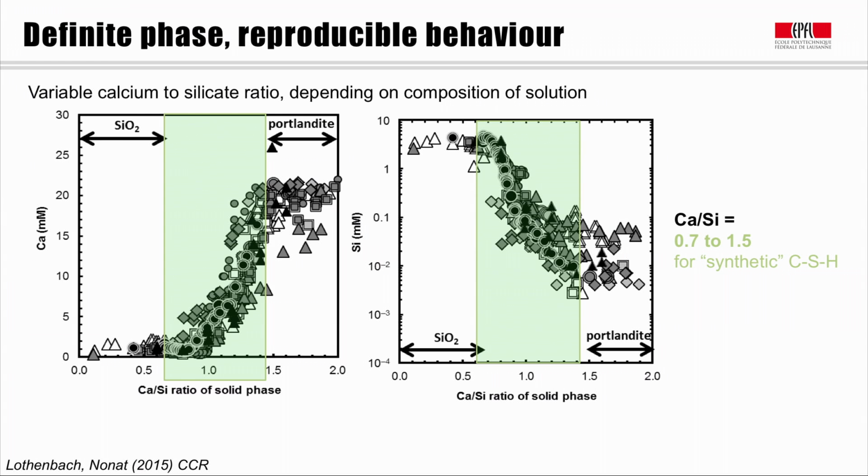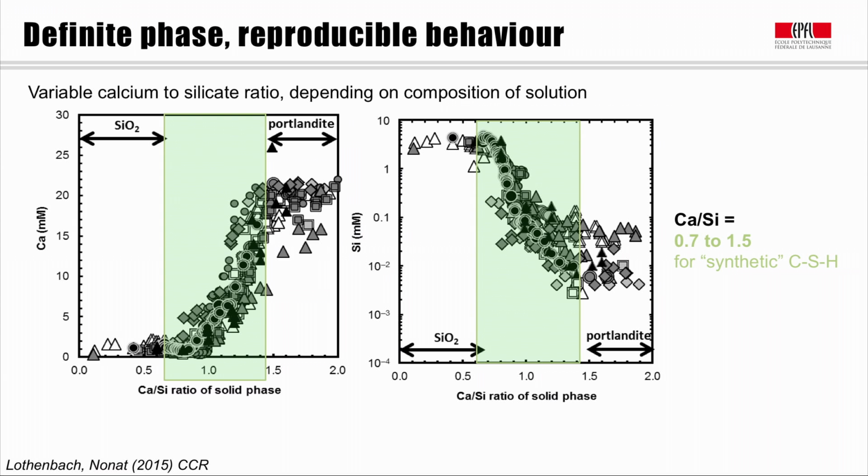On the left of the green box, we have the CSH coexisting with silica gel. And on the right of the box, we have the CSH coexisting with Portlandite or calcium hydroxide. And the coexistence with Portlandite is, of course, the situation we are closer to when we're talking about cement paste.